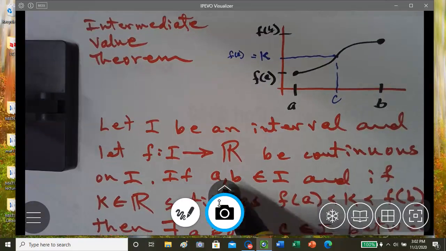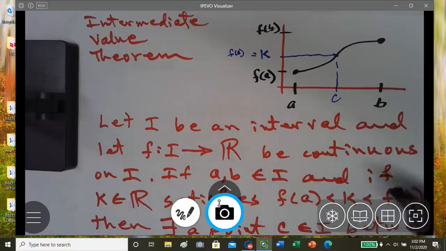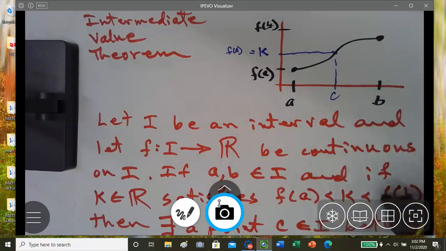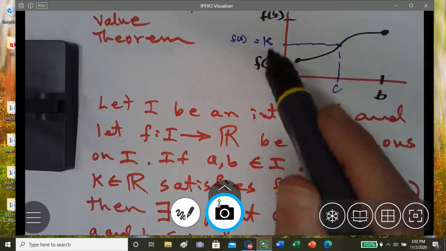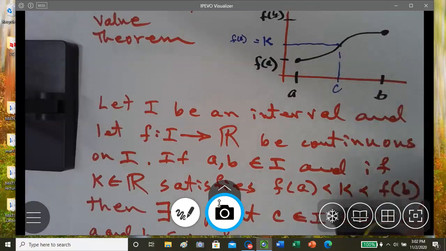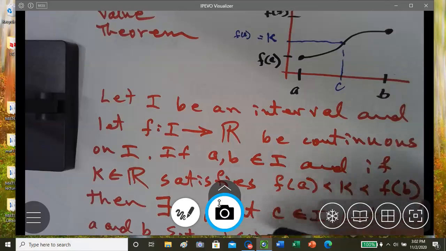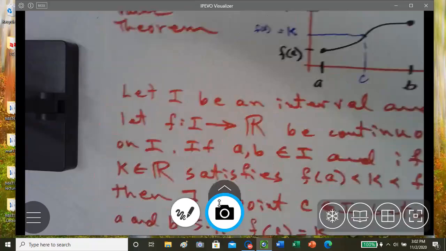So we're saying that if A and B are within the interval I, and if K is an element of the real numbers that satisfies that K is larger than f of A, here's K, here's f of A, but K is less than f of B, so K is in between f of A and f of B, then there exists a point C, here's our point C, within our interval between A and B, such that f of C is going to equal K, and we want to prove that.